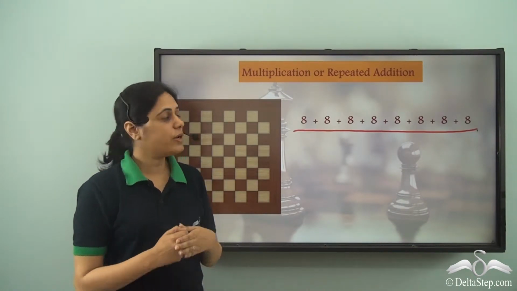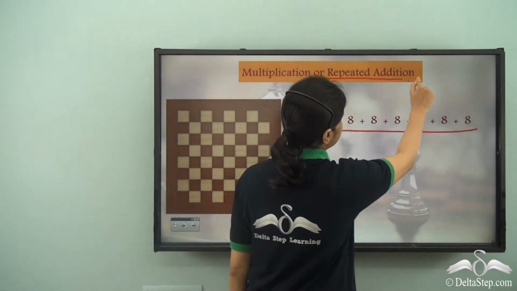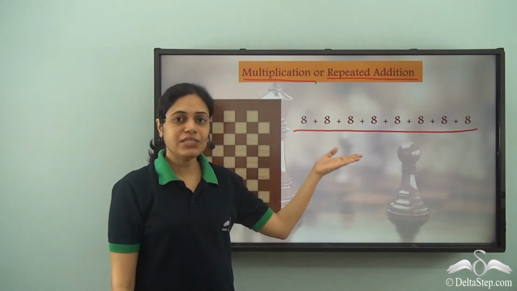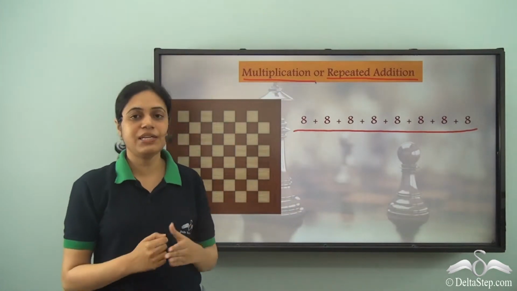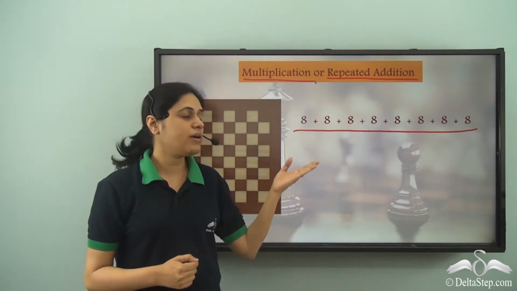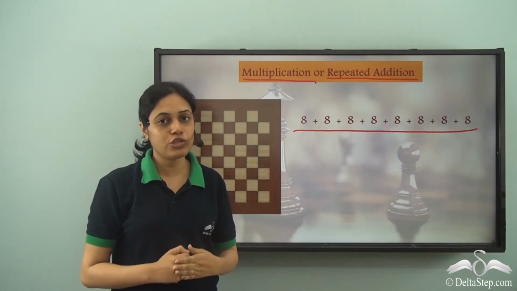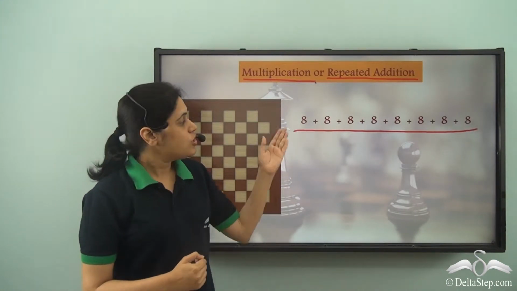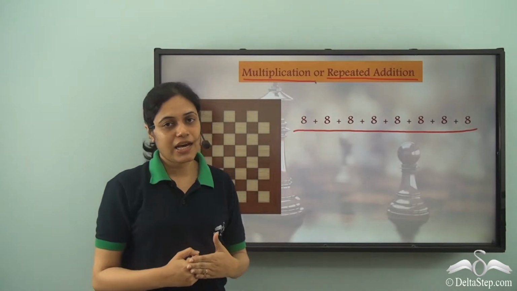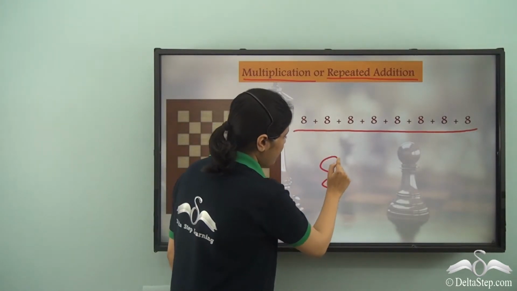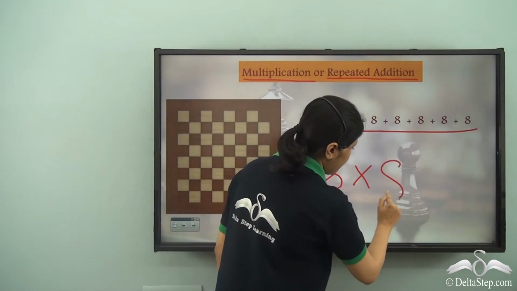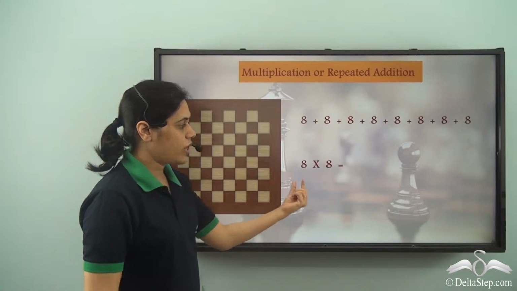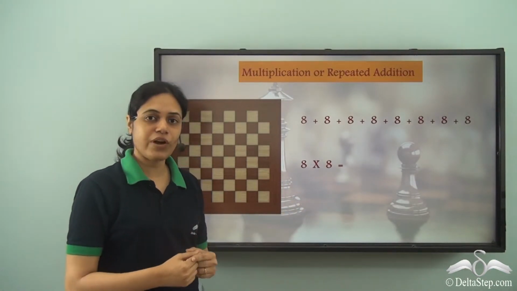Well, no, because now you know that repeated addition is multiplication. So instead of adding these 8s 8 times, you can multiply, because this would take up a lot of your time, and there is also a chance that you make an error while doing this. So 8 added 8 times is nothing but 8 into 8, 8 times 8. So 8 times 8 is what we need to find.